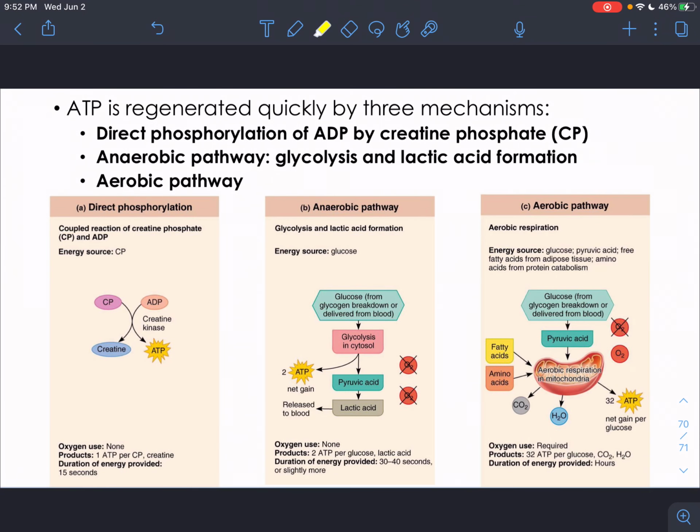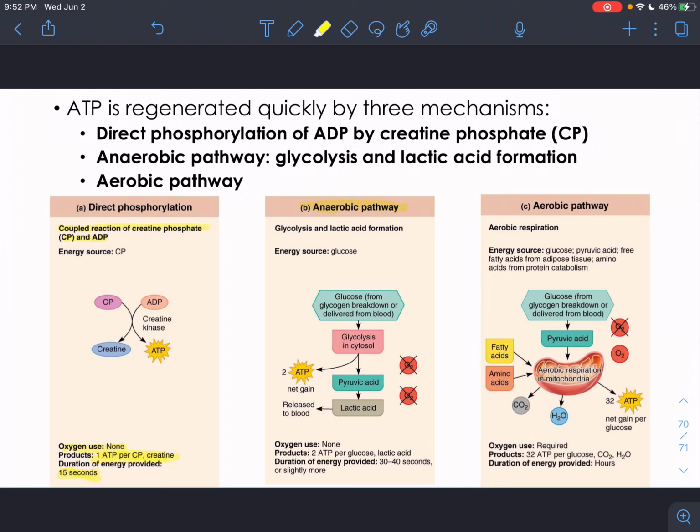I'm not going to expect you to go into crazy detail about these, but you have direct phosphorylation. So it's a coupled reaction of creatine phosphate and ADP. It does not use any oxygen, and it provides energy for about 15 seconds, okay? And it provides 1 ATP for a creatine molecule.